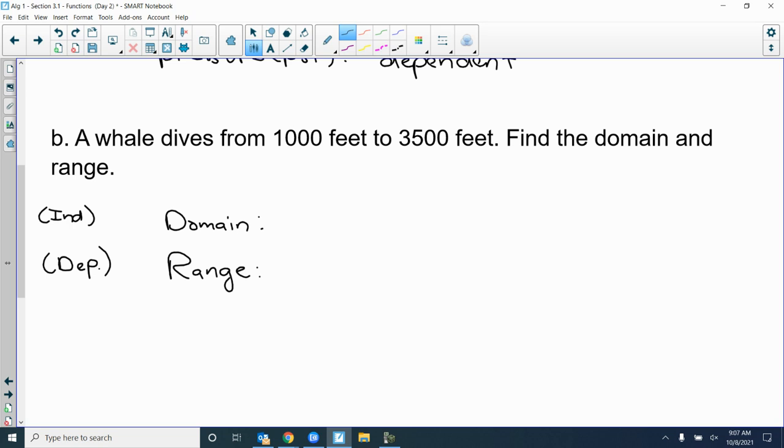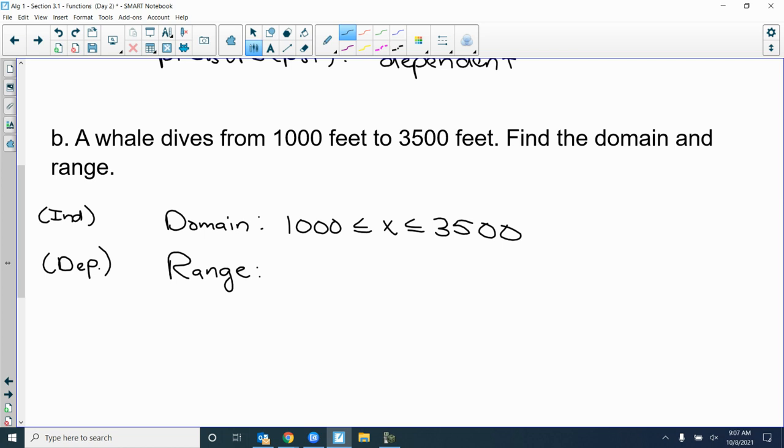Gavin, you got any ideas how to write it? Ellie? Do the thing where you do 1,000 is less than or equal to X and then less than or equal to. Yes. That's it. So 1,000 is less than or equal to X is less than or equal to 3,500. That means it has to hit every value in between. It has to hit them all. That's our domain. That's what we plug in for feet.